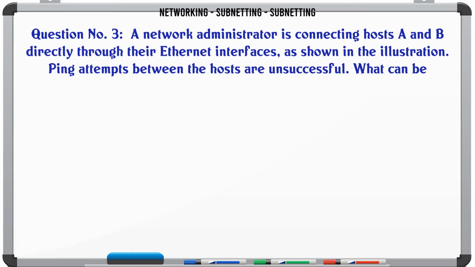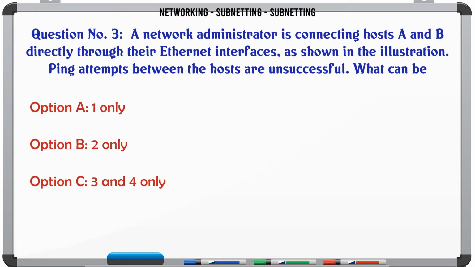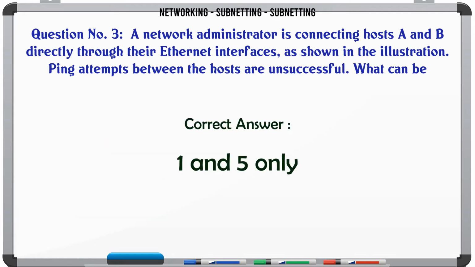A network administrator is connecting hosts A and B directly through their Ethernet interfaces as shown in the illustration. Ping attempts between the hosts are unsuccessful. What can be done to provide connectivity between the hosts? A. 1 only, B. 2 only, C. 3 and 4 only, D. 1 and 5 only. The correct answer is 1 and 5 only.